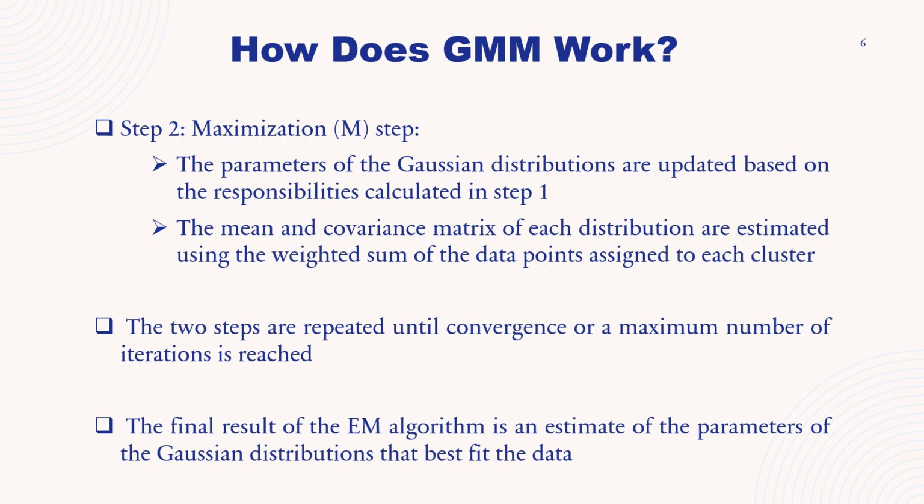In the second step, the maximization step, the parameters of the Gaussian distributions are updated based on the responsibilities calculated in the first step. The mean and the covariance matrices for each distribution are estimated using the weighted sum of the data points assigned to each cluster. The two steps are repeated until convergence or a maximum number of iterations is reached. The final result of the EM algorithm is an estimate of the parameters of the Gaussian distributions that best fit the data.